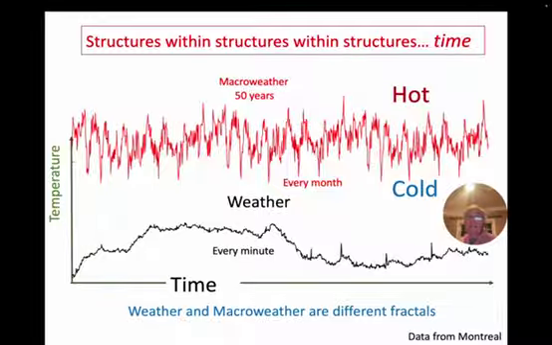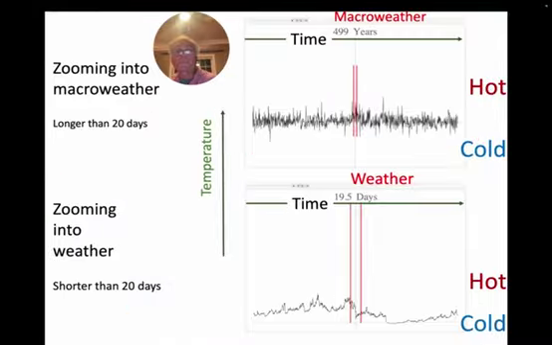At scales of 10 days and longer, the temperature shows fractal structures called macroweather, whereas the shorter scales are weather fractals. The difference between macroweather and weather fractals can also be seen in these zoom sequences. In macroweather fractals, we see that successive temperature fluctuations tend to cancel each other out. In the weather fractals, the temperature seems to wander around without a fixed value.